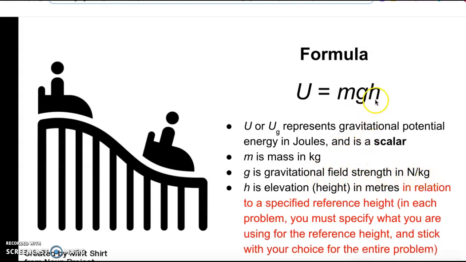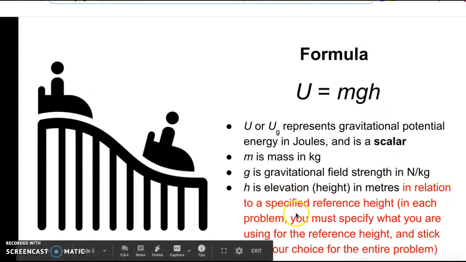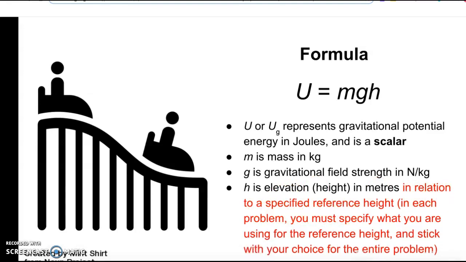And then h, here's where it gets kind of tricky. You have to pay careful attention. h stands for the elevation or the height of the object with the SI unit of meters. And in red here, this is the important part. This is the height of the object in relation to a specified reference height. In each problem, you must specify what you're using for the reference height and stick with your choice for the entire problem.